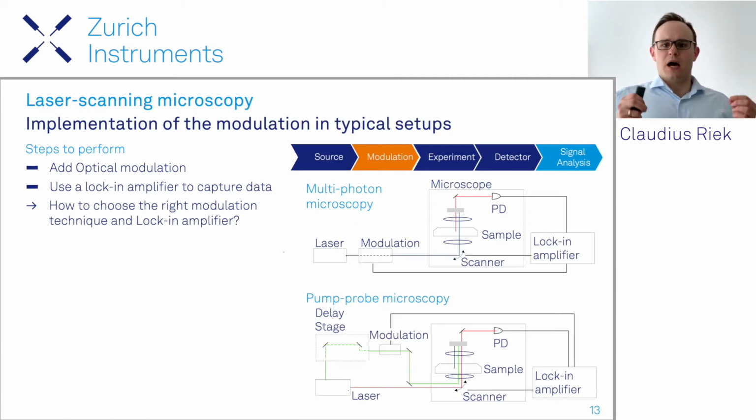Now, how does that look for a laser scanning microscope? There you need to implement the modulation into a typical setup. If we take the example of a multi-photon microscope we had before, we have a laser and then we add a modulation mechanism right after that, before the signal goes into the microscope. The connection later on is taken and combined with a lock-in amplifier and combined with the data from the photodiode. What we can do in addition is look at the typical setup of a pump probe microscope, as you would have it, for example, in a CARS SRS microscope.